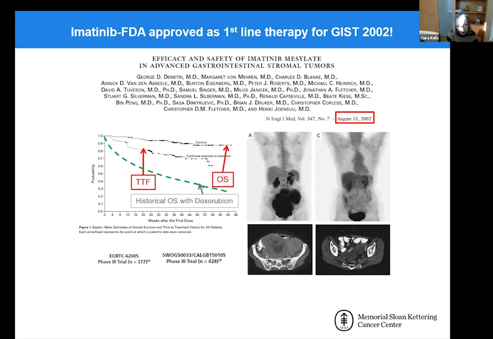And we saw with this study that about 80% of people will benefit from this therapy. We'll see tumor shrinkage in about 50% of cases, and a further 30% of cases will have stabilization of disease.